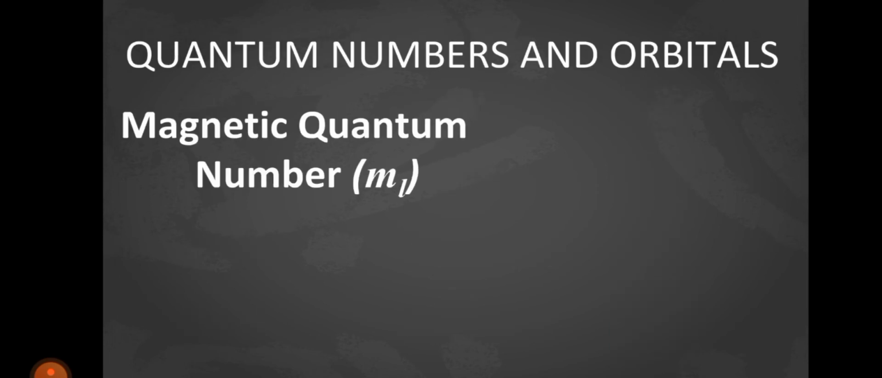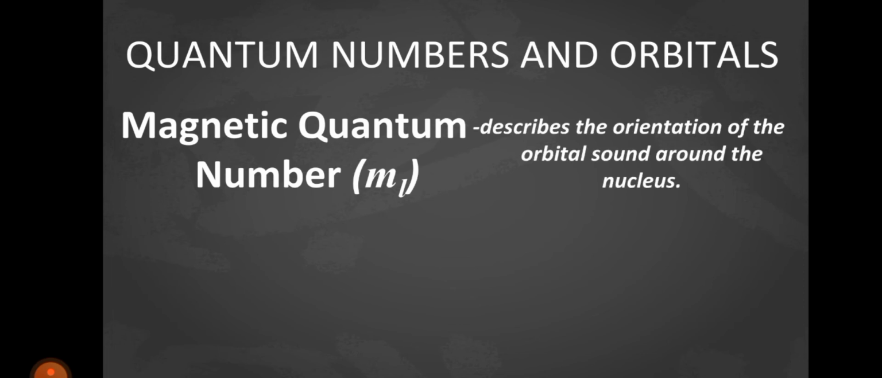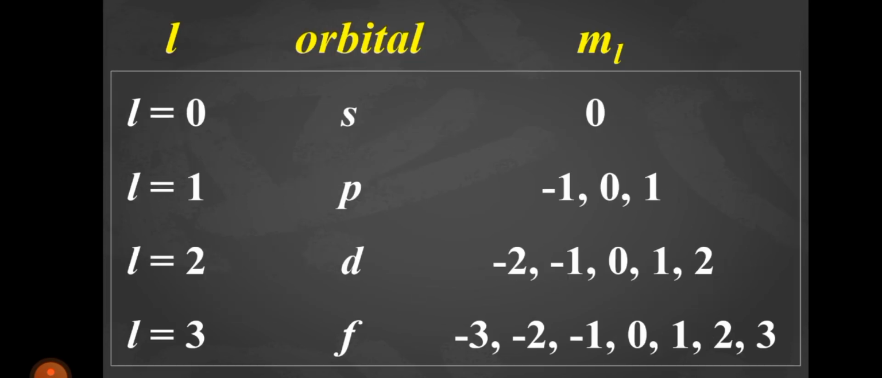The third quantum number is the magnetic quantum number na merong symbol na ML. It describes the orientation of the orbital around the nucleus. So, yung possible values ng ML ay nakadepende sa value ng L quantum number. So, meron tayong chart na pwedeng tignan para malaman natin kung ano ba yung value ng ML.